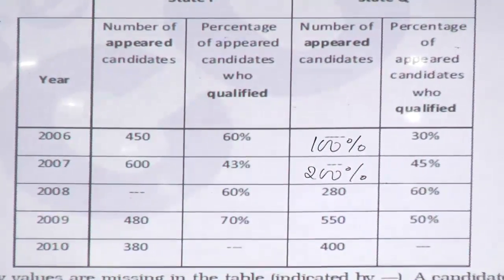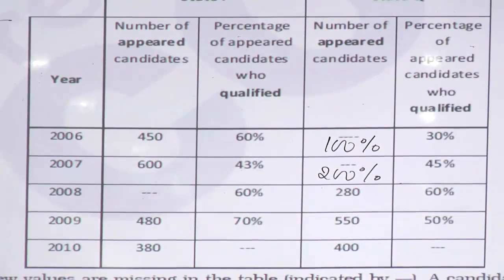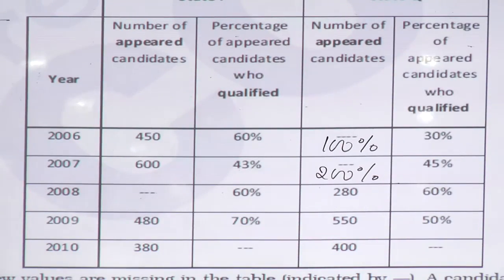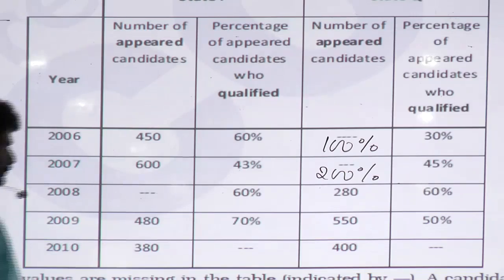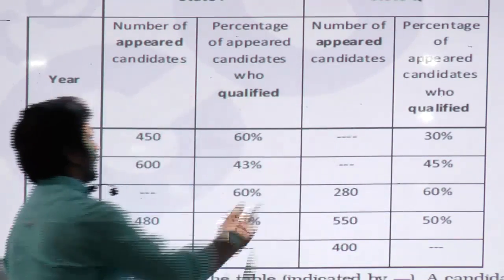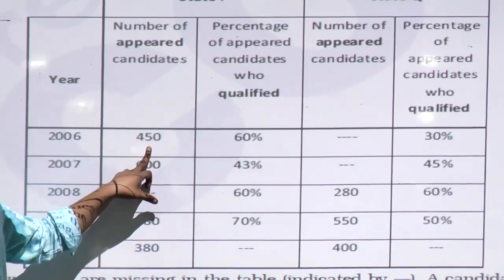What is the difference between qualified candidates from state P in 2006 and in 2007? Difference between qualified candidates from state P in 2006 and then 2007. Fine, let's calculate, no issue. Look at here.